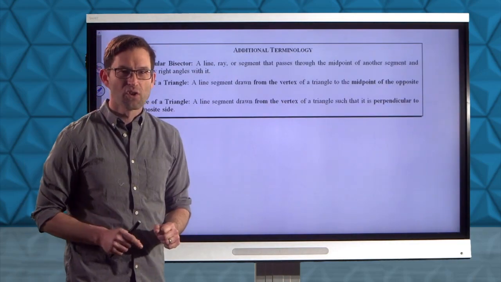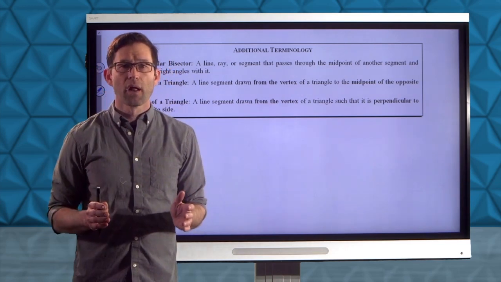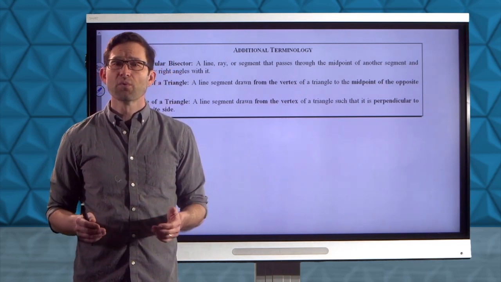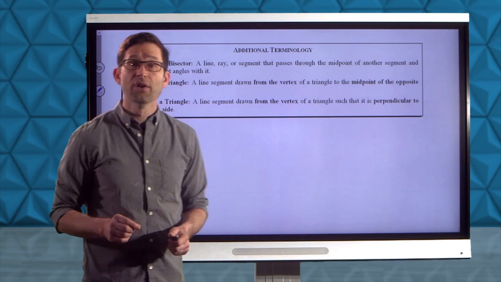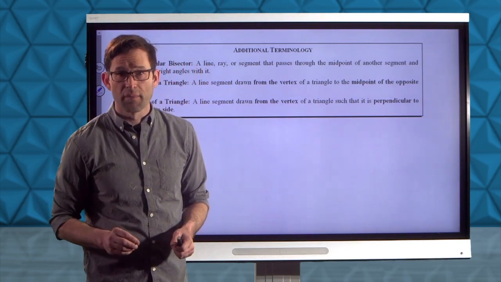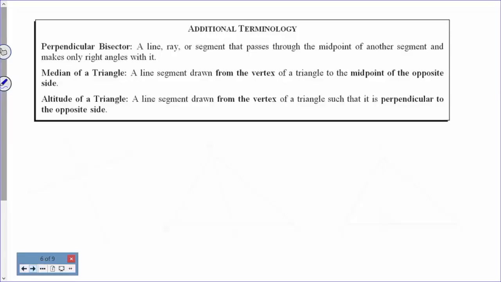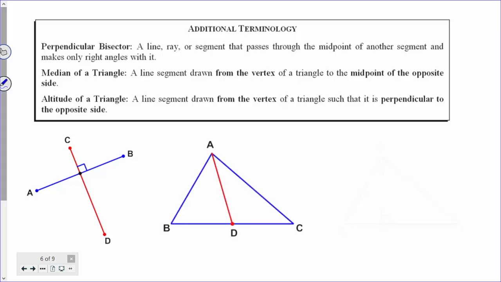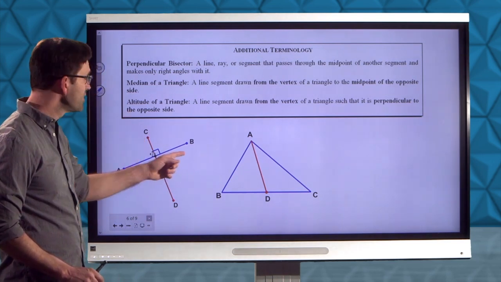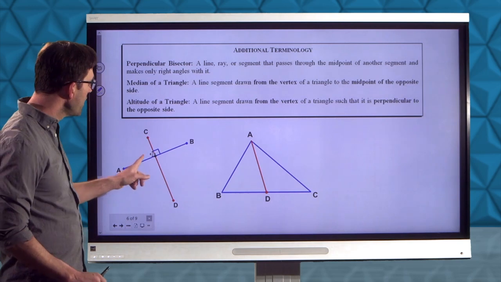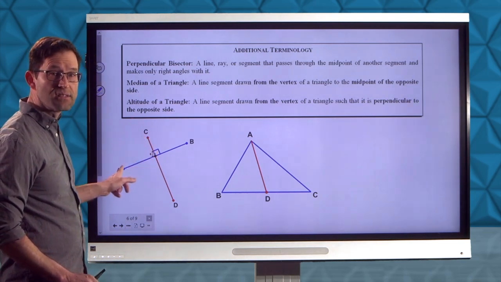All right, some additional terminology. Now, the last few pieces of terminology you should have known pretty well because we've talked about them throughout the course so far. Some of these pieces of terminology are going to be a little bit new to this course, although you've likely seen them in 8th grade. Perpendicular bisector. Well, that's one we've already seen. A line, ray, or segment that passes through the midpoint of another segment and makes only right angles with it. So in this particular diagram, CD is the perpendicular bisector of AB. It's both perpendicular to it and it's slicing it in half.